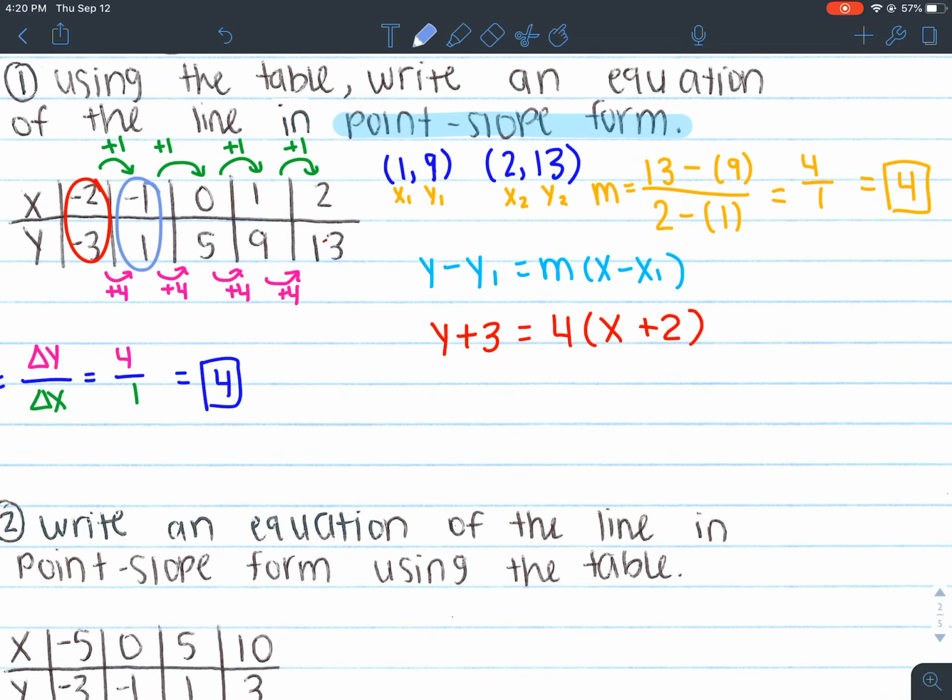Okay, now I'm going to use -1 and 1. So my y value here is going to be a positive 1, so when I plug it in, it should be a -1. And then I have a slope of 4, and then I have x. And then the x value in the table over here is a -1, so it would be a positive 1 when I plug it in.